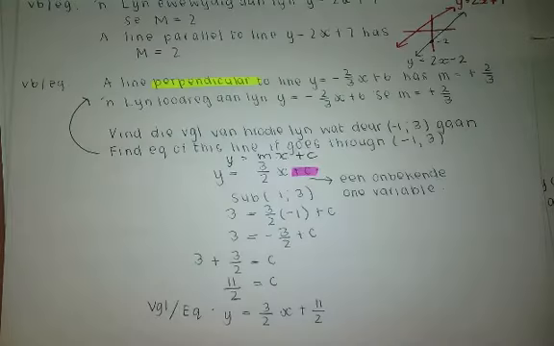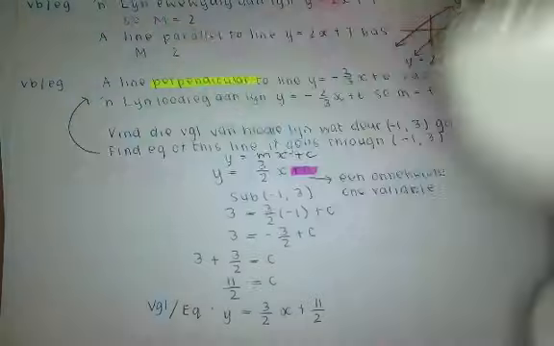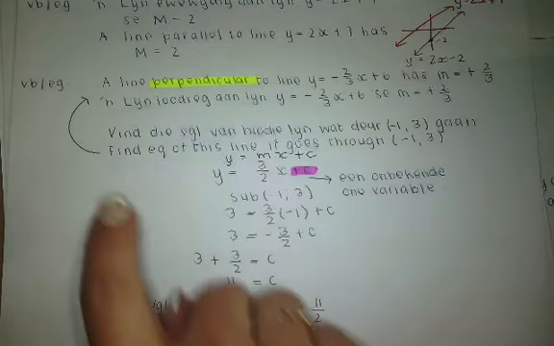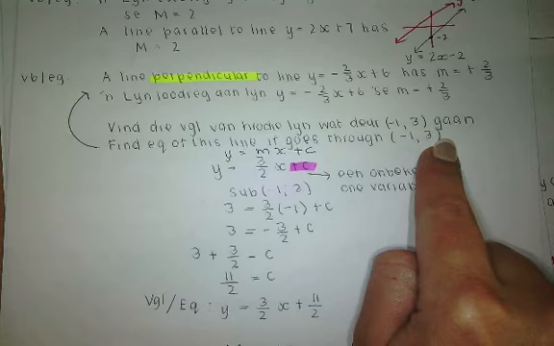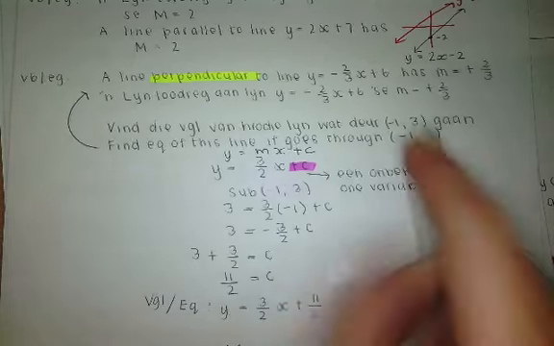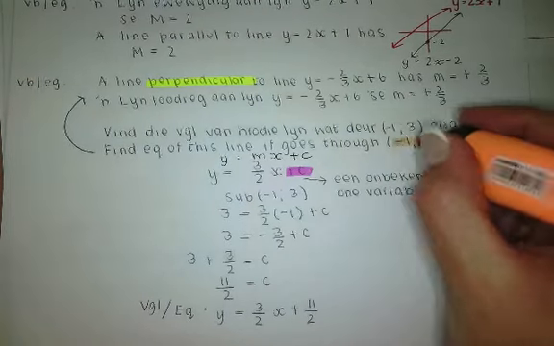Now the problem is we need to go and find c. If we need to calculate c, we can't have x and y there as well, because we can only solve for one variable at a time. So what are we going to substitute in for x and y? A point. Do they give us a point? Yes, look here. Find the equation of this line that goes through (-1, 3).